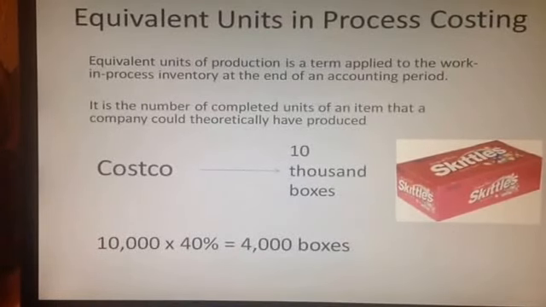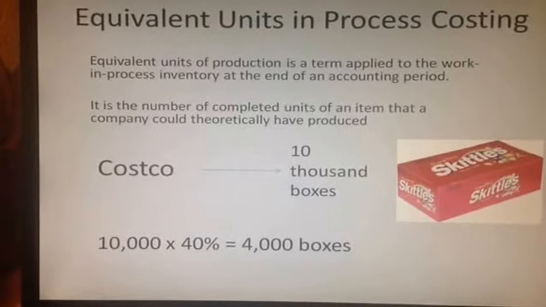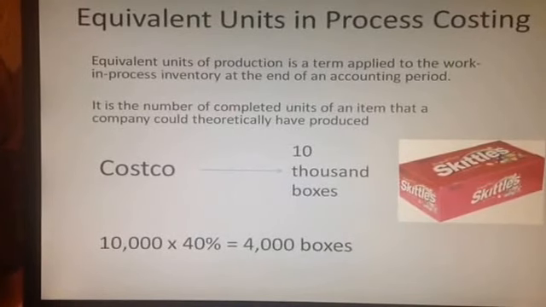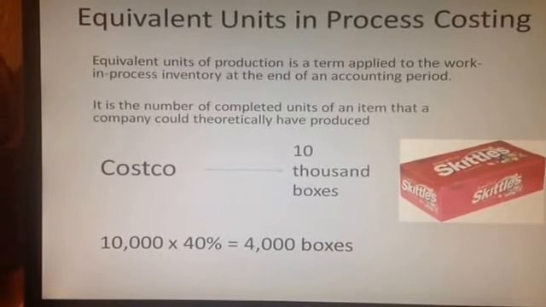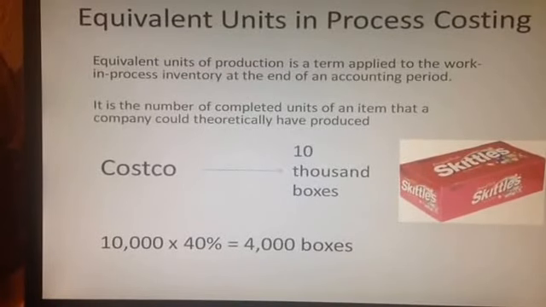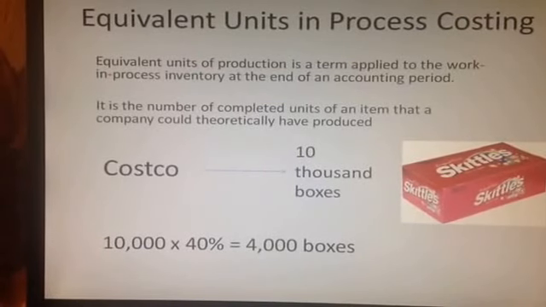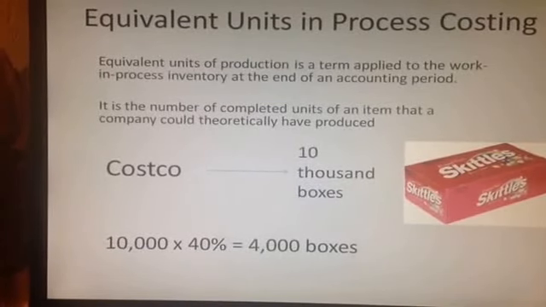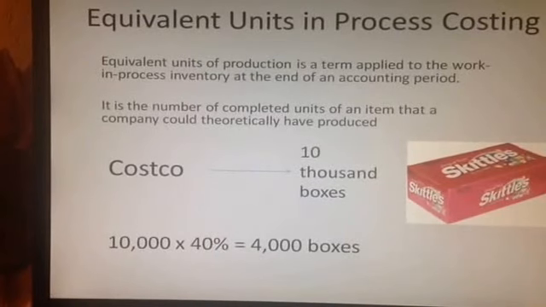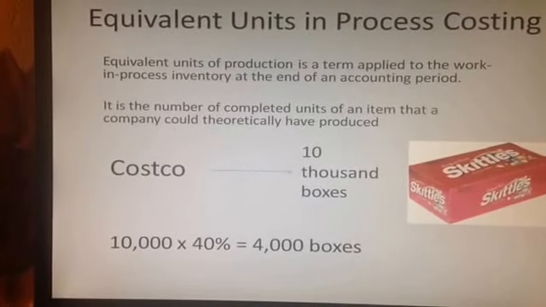To relate it to my Skittles example from earlier, what if we had an order of 10,000 boxes of Skittles to ship to Costco? If we stated that only 40% of the order was done, then using equivalent units we can state that we have 4,000 boxes done. This helps calculate the overhead cost for the time it took to finish 4,000 boxes instead of waiting until the end of the finished order.